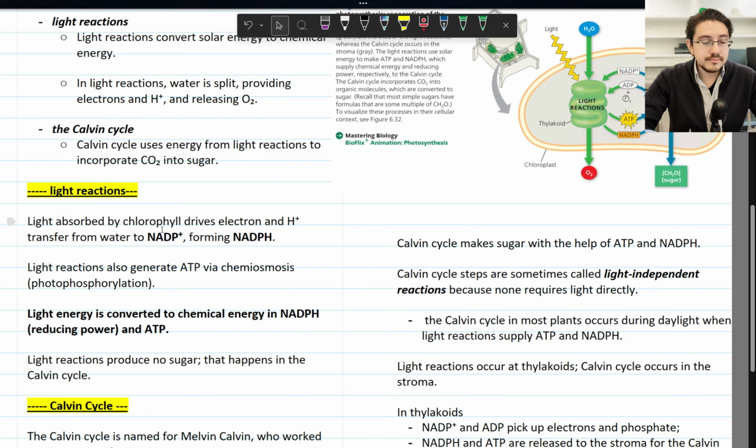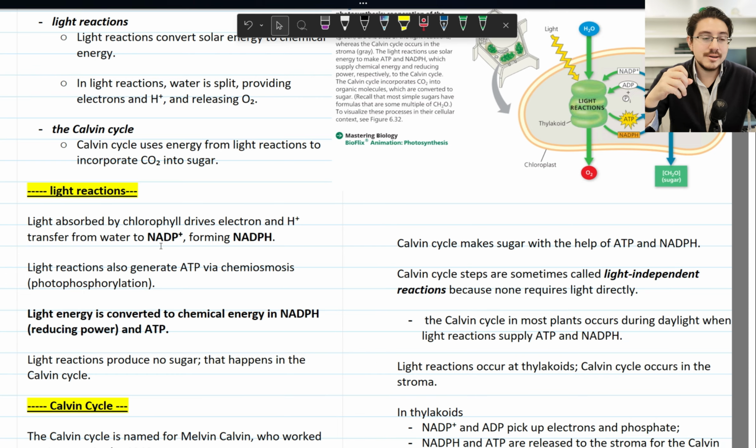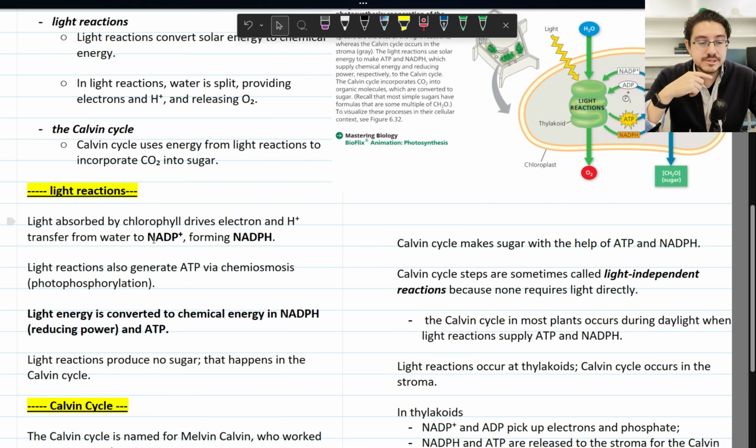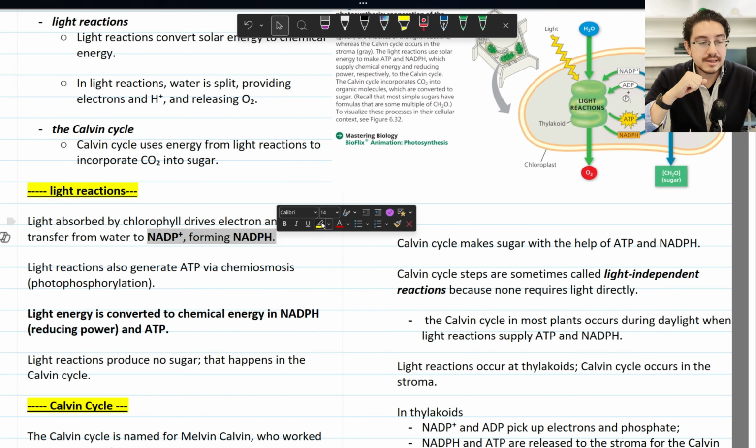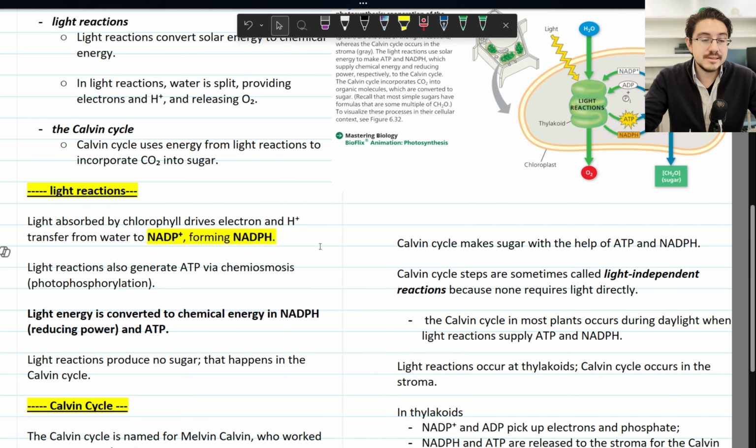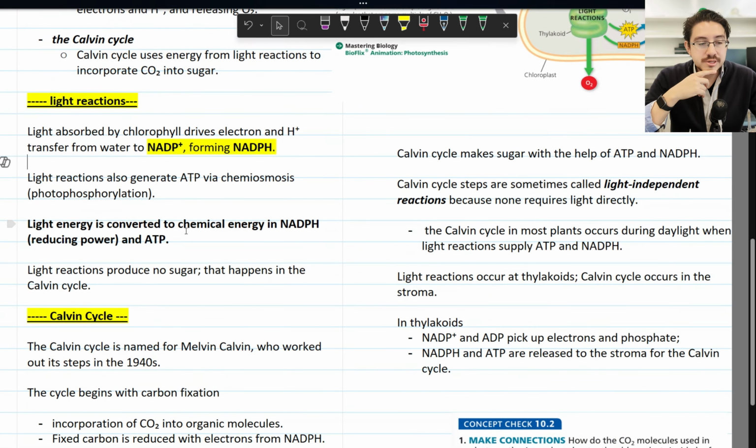Ultimately, you have electrons and hydrogen plus ions to produce NADPH. So NADPH in this case is the last electron acceptor. You have its oxidized form, which is NADP plus. So this is something you definitely need to remember. I'm going to highlight that, which will form NADPH. Okay, and you also produce ATP via chemiosmosis.